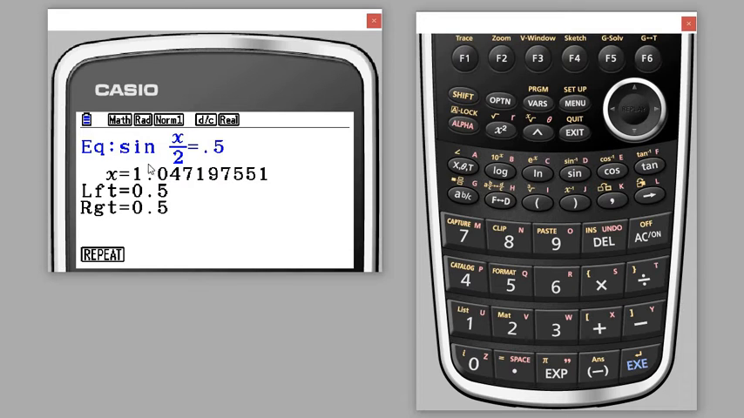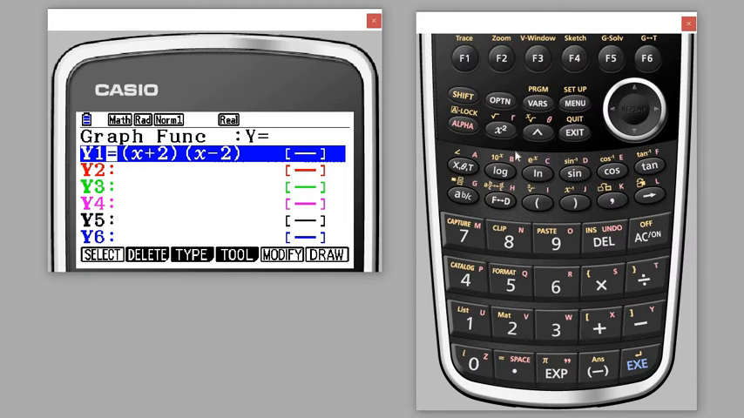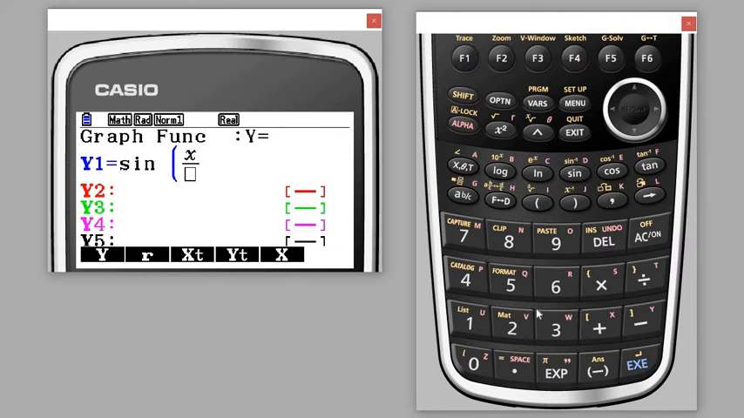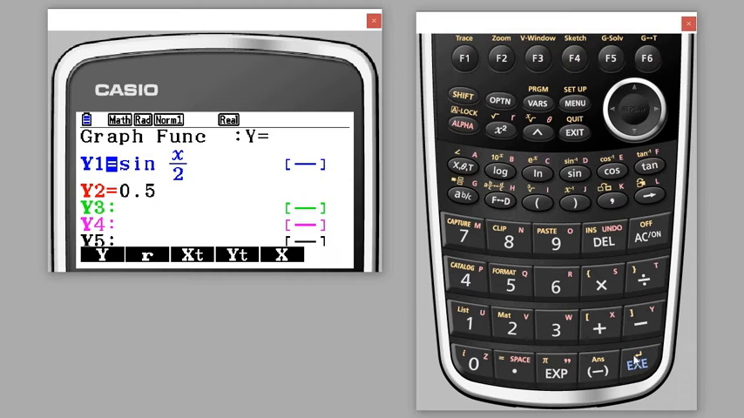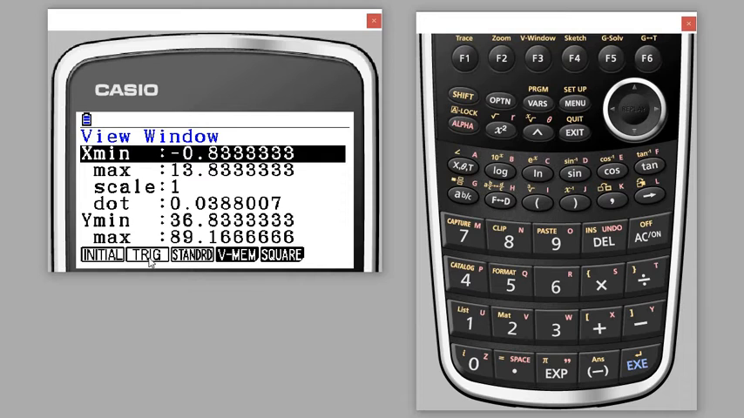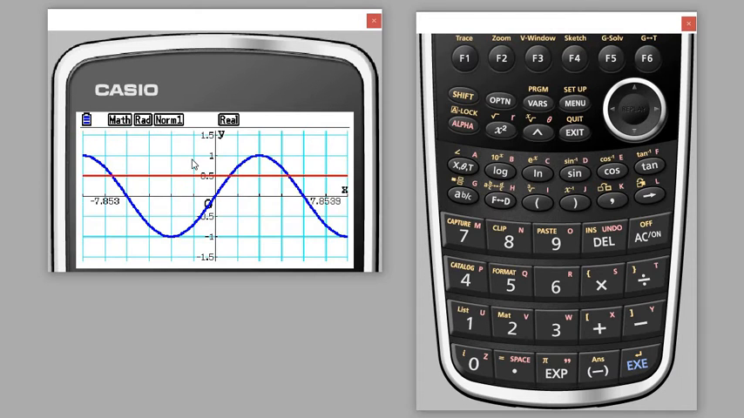Now, as we know, there are actually multiple solutions to that equation. So another way we could do it is we could go into graph, we could enter our function, so let's go sine of x on 2. Okay, we want to find out when it's equal to 0.5, so I can put in another line there. Okay, draw it. Unfortunately, that's not going to work. Let's change the view window.